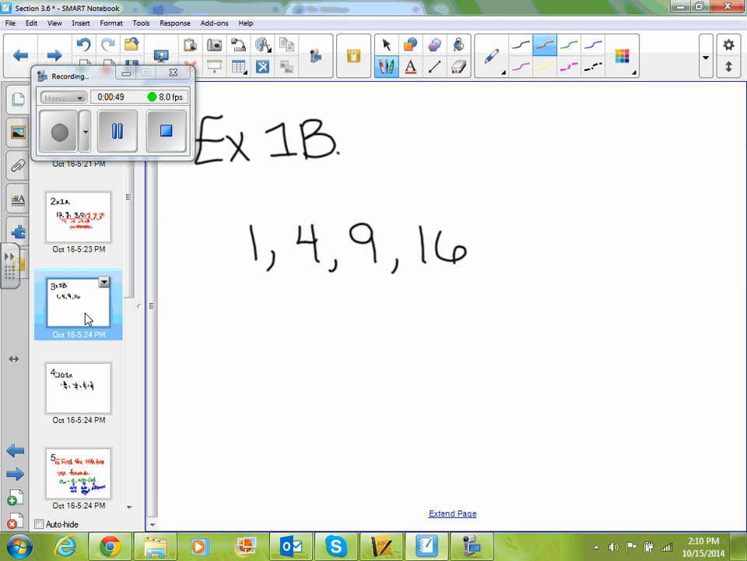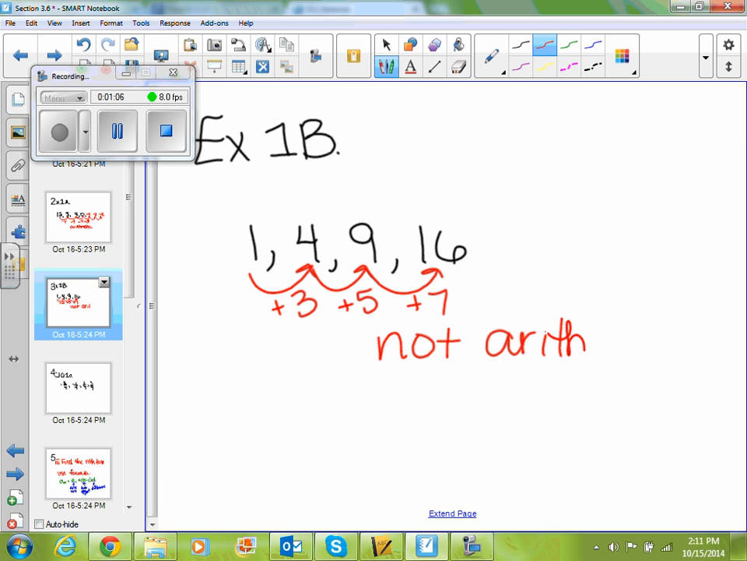Let's do the same thing with 1, 4, 9, and 16. 1 to 4 is add 3. 4 to 9 is add 5. 9 to 16 is add 7. Are those all the same? No. So this is not arithmetic.